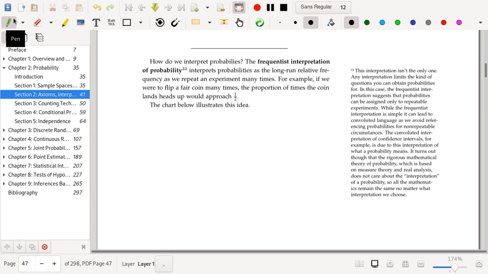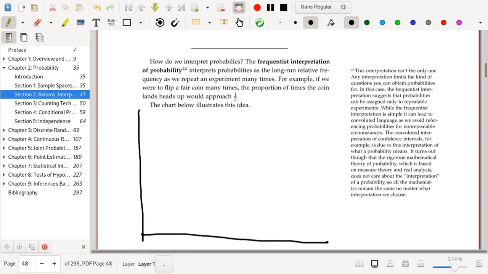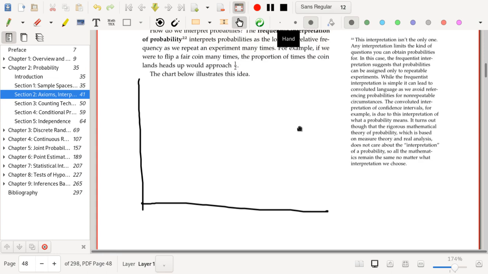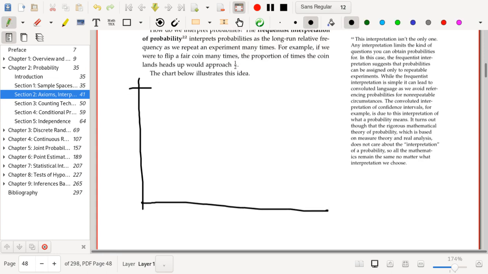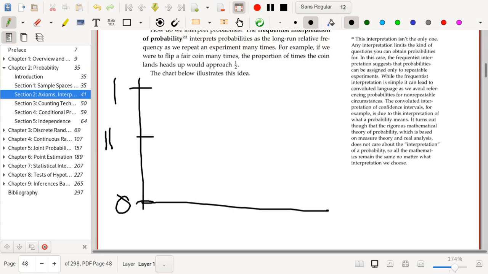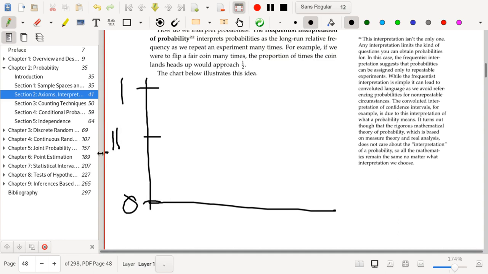So in other words, if we were to repeat an experiment many, many times, and each of those repetitions were independent of the past, the sample proportion of times we would see that event occur would approach that probability. So here is a chart that illustrates this idea. The y-axis ranges from 0 to 1, and somewhere along here we have the probability of some event E.